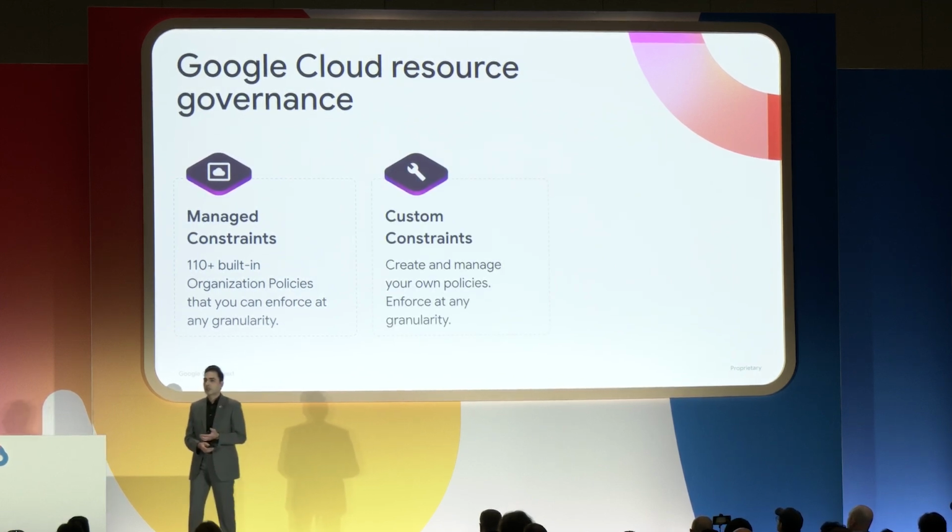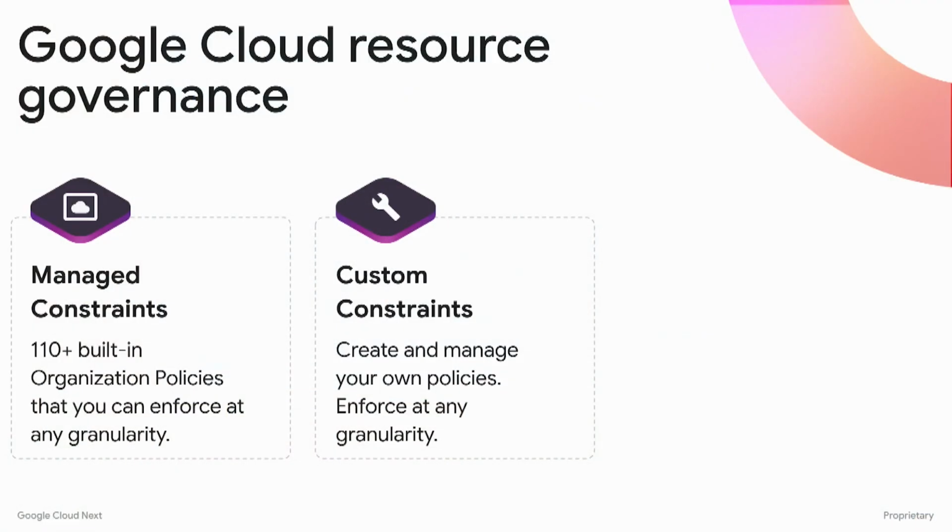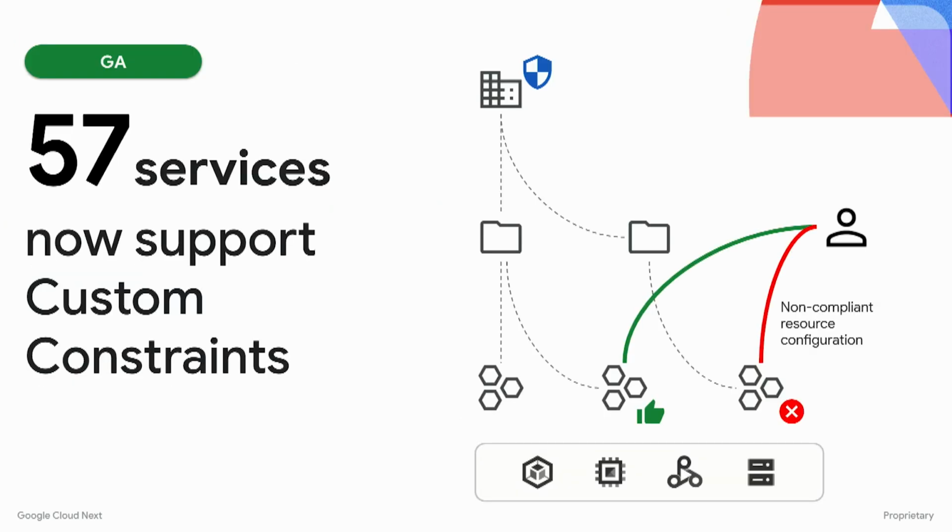Similarly, you have custom constraints or custom org policies. When the canned org constraints or managed constraints don't work for you and you want to author your own constraints, you use the custom constraints capability that allows you to create and manage your own policies. Now, last year, we were newly GA with the custom constraints. We didn't really have much service coverage. We only had 4 services at the previous Next. I'm happy to announce that we now have 57 Google Cloud products that support custom constraints in general availability.